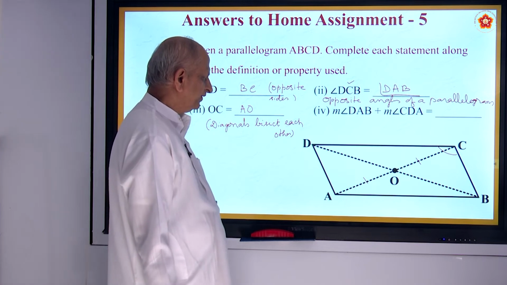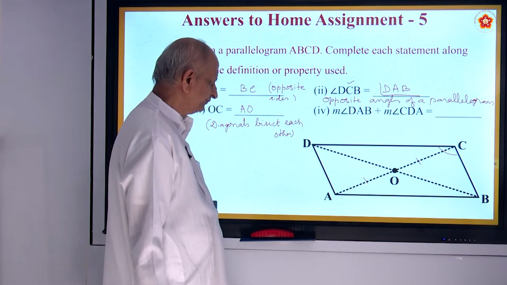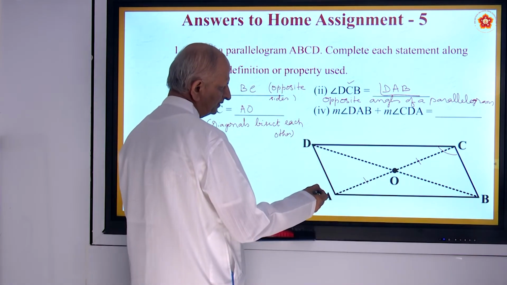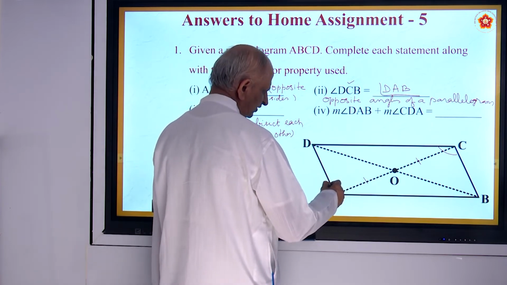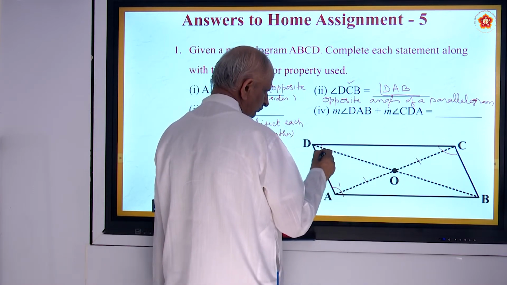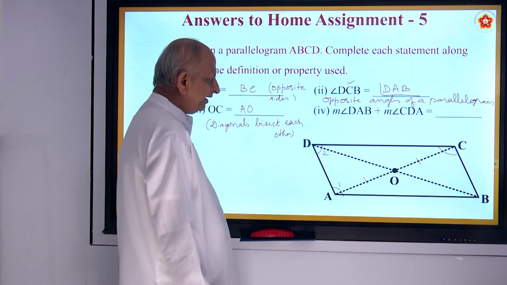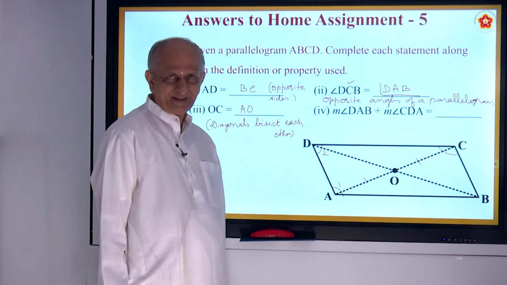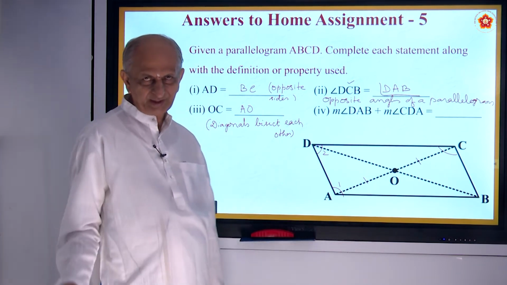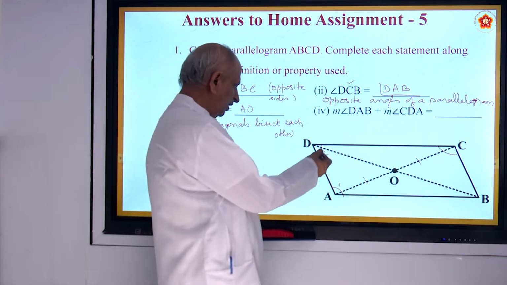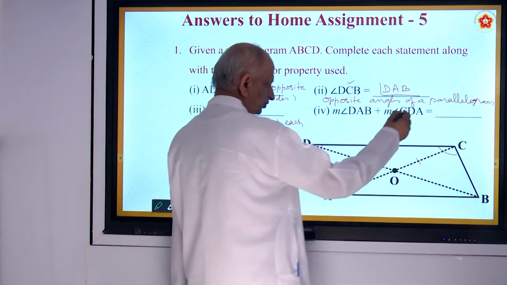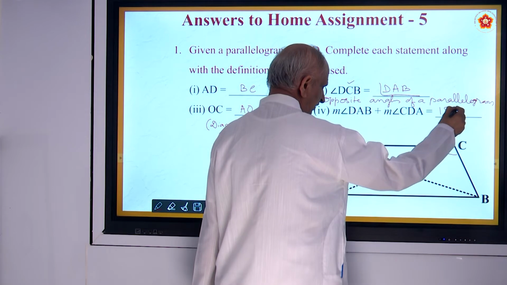And now measure of angle DAB. DAB plus CDA. See, this is DAB, we call it as 1. Another one CDA, we call it as 2. What is sum of these two? Angle 1 plus angle 2 will be equal to, come on, we have studied the property there. These are called adjacent angles, also called as interior angles. So their sum is equal to 180 degrees.